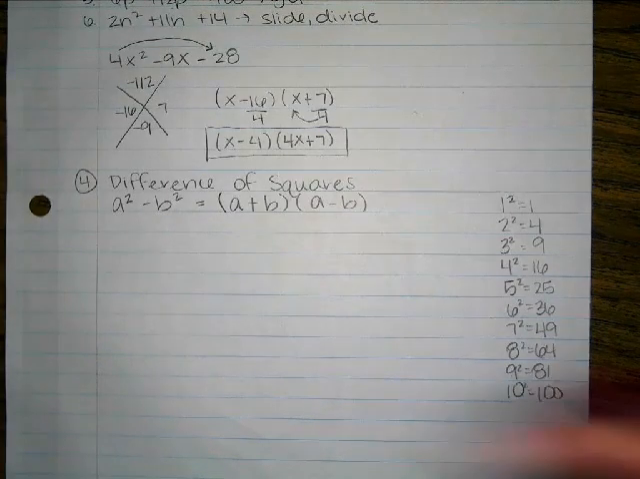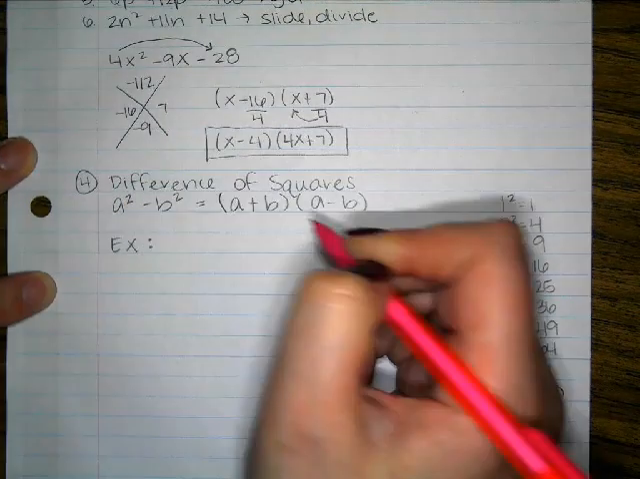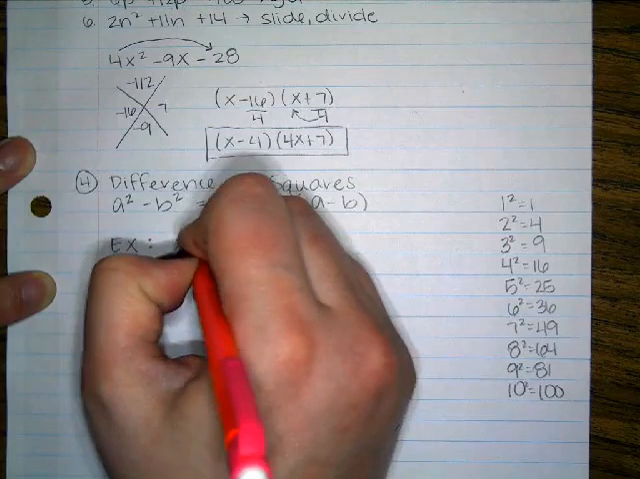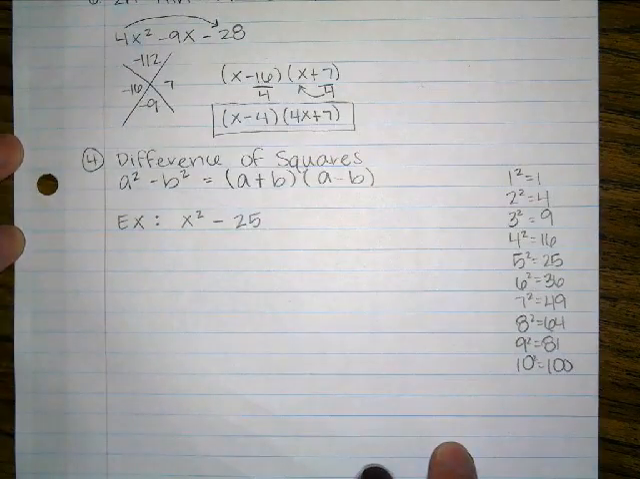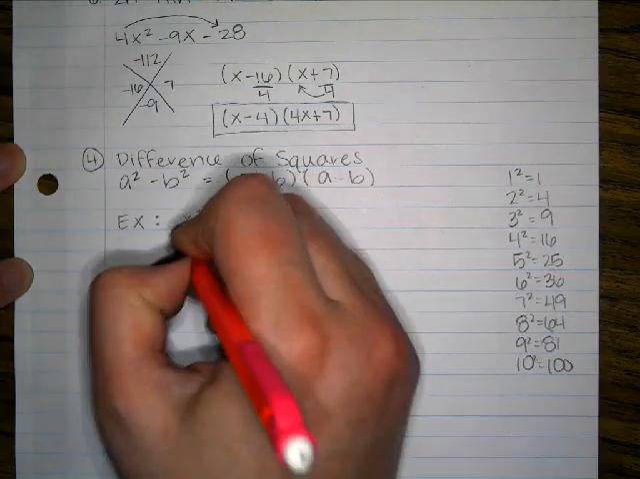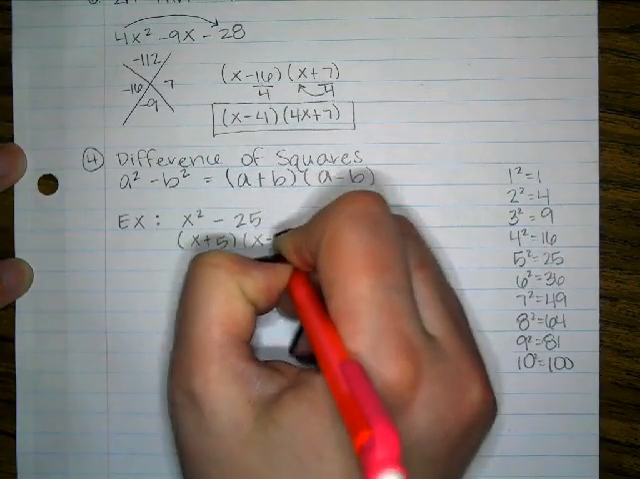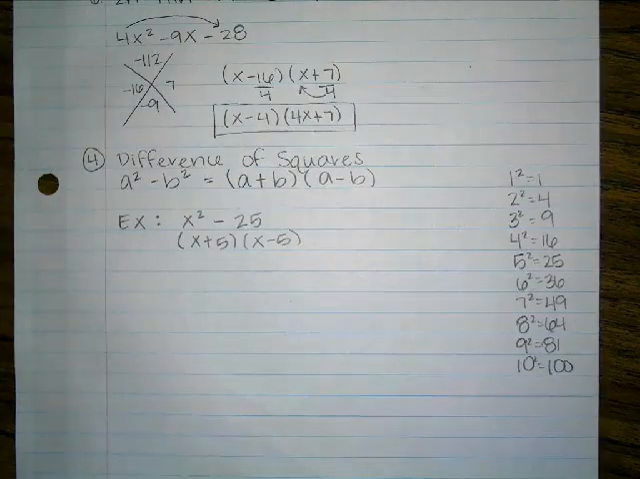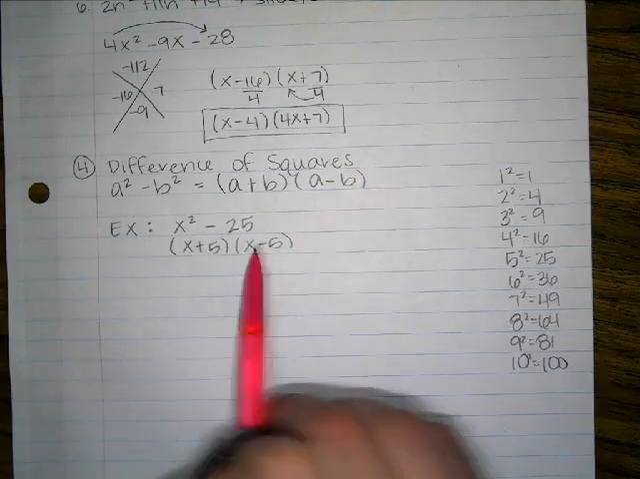So let's go ahead and do a few examples. Let's say we had x squared minus 25. Then if we factored that, we would just get x plus 5, x minus 5. So the square root of x squared is just x, so you get an x and an x. The square root of 25 is 5 and 5.